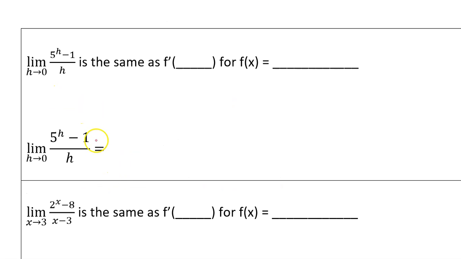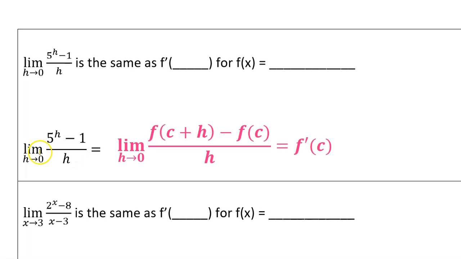Pause the video and try to evaluate this limit on your own. Comparing this limit to the traditional definition of a derivative, f of x must be 5 to the x power. In this case, it's a little bit tricky to spot the value of c because it's actually 0. This is 5 to the 0 plus h power, so the c value is 0.